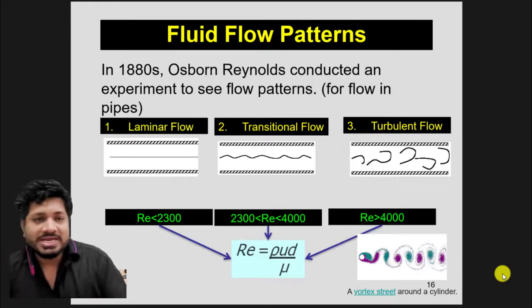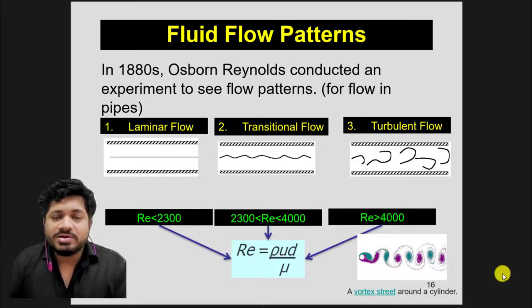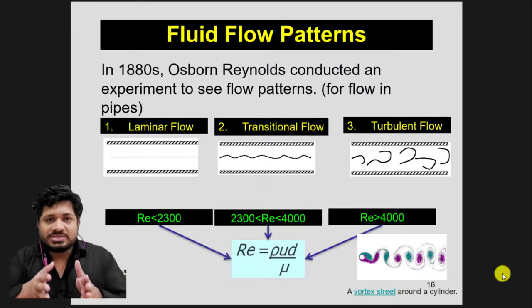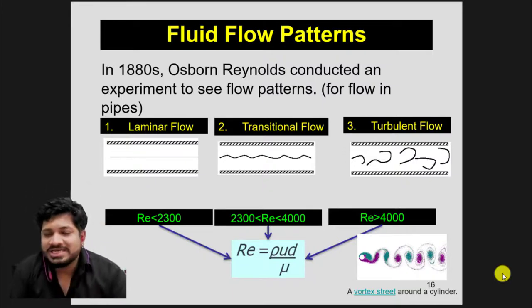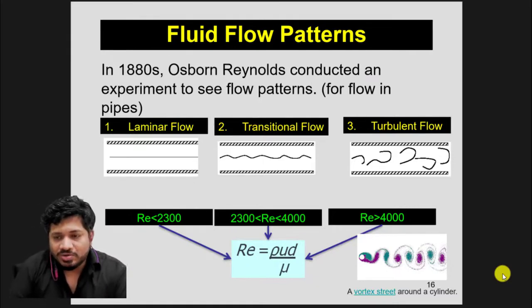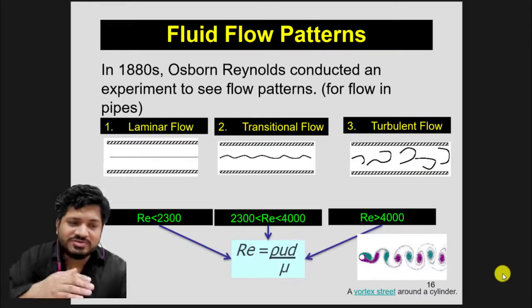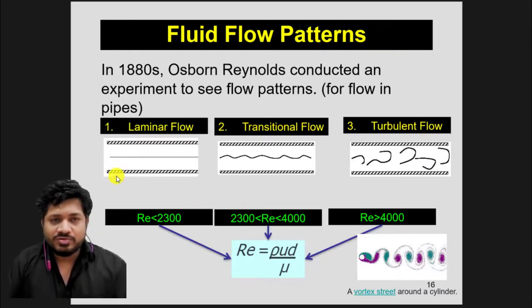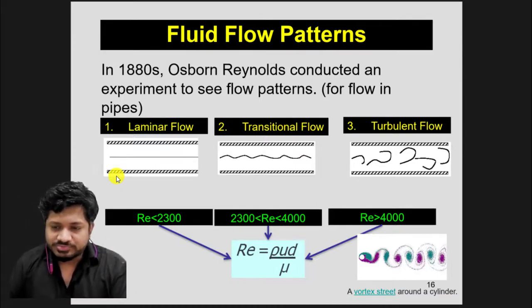In the 1880s, Osborne Reynolds devised a parameter called the Reynolds number, with which we can categorize what kind of flow is laminar, transitional, or turbulent. So the Reynolds number helps us predict flow patterns in different flow situations. At low Reynolds number, the flow is dominated by laminar, straight, sheet-like flow. If you see figure 1, you will see that the flow is straight and sheet-like, with a very small amount of disturbance.